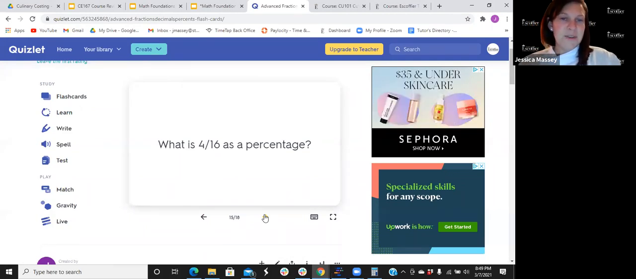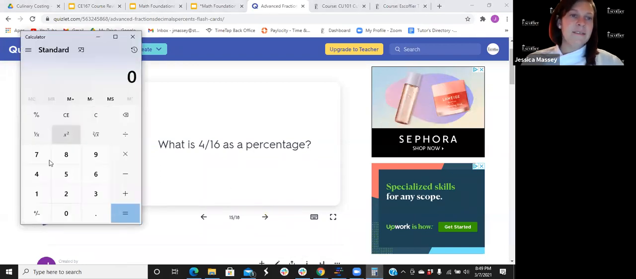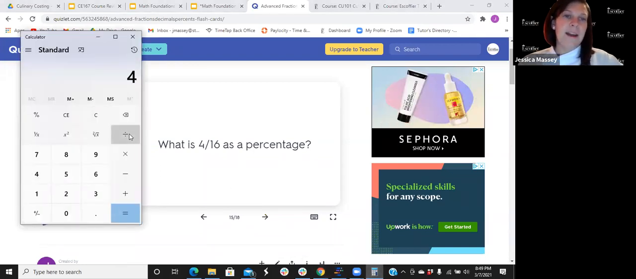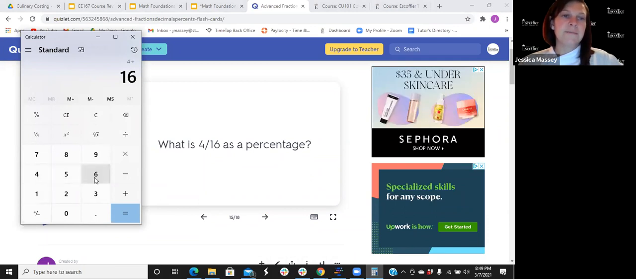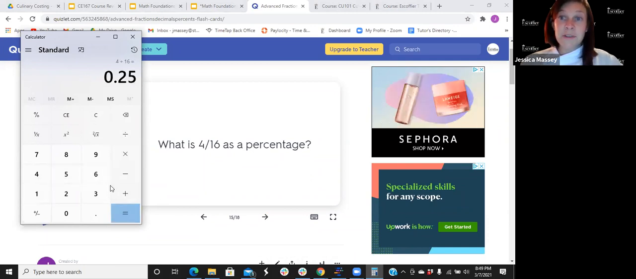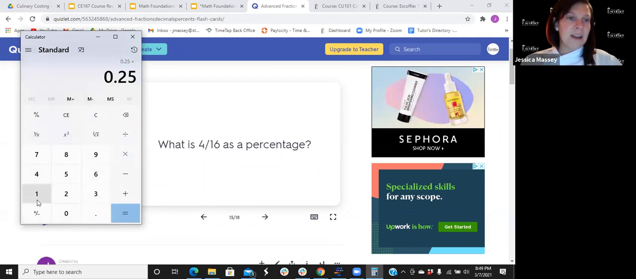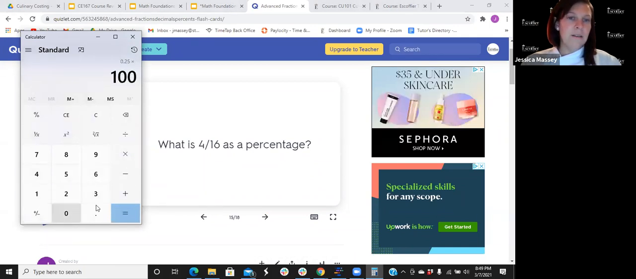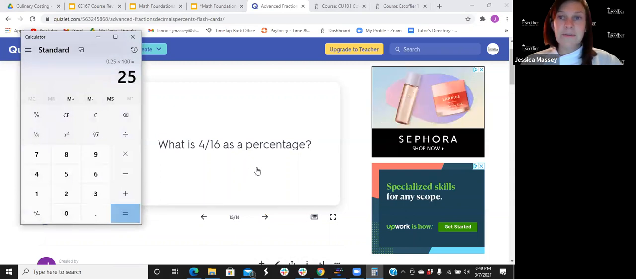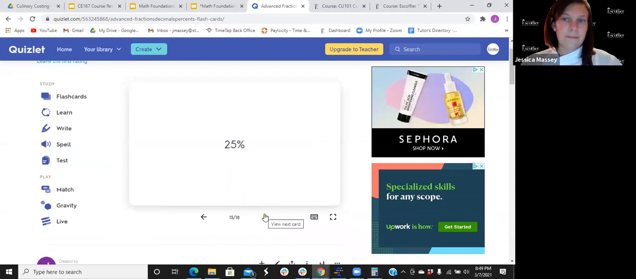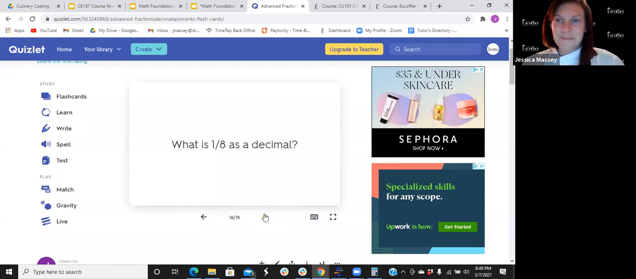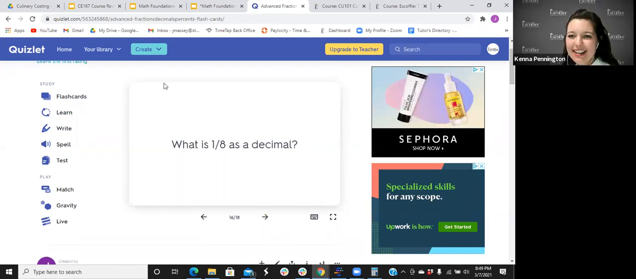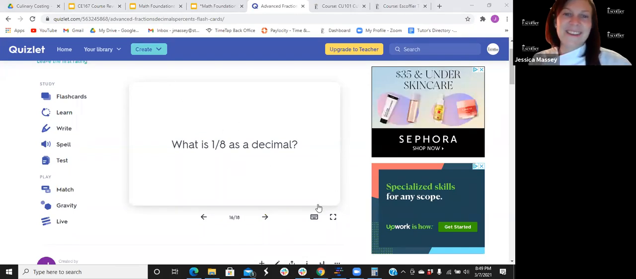What is 4/16 as a percentage? Same thing. Doing that math, 4 divided by 16, and we get 0.25. And we times that by 100, and we get 25%. Nice job, everyone. You guys are getting the hang of this. Job, Erica. Yeah, we see some celebrating. That's awesome.